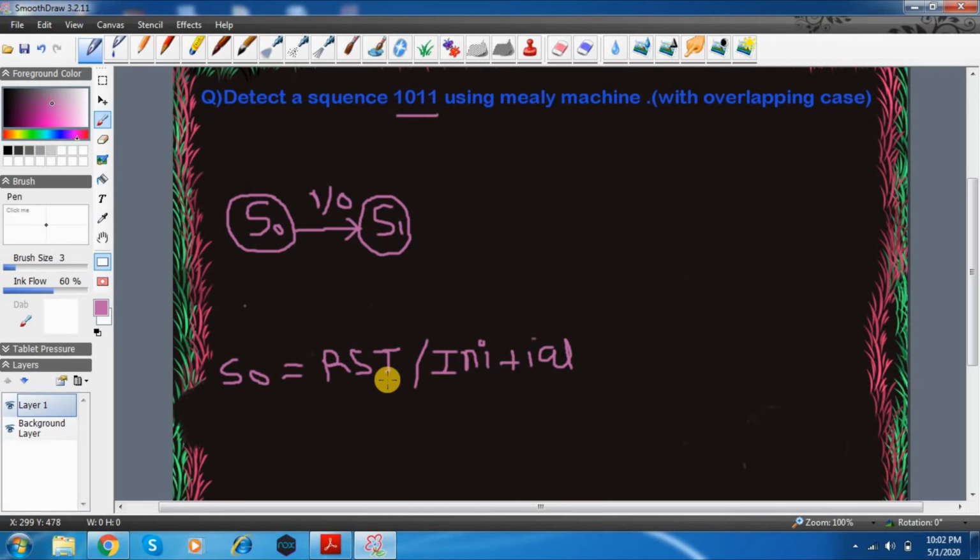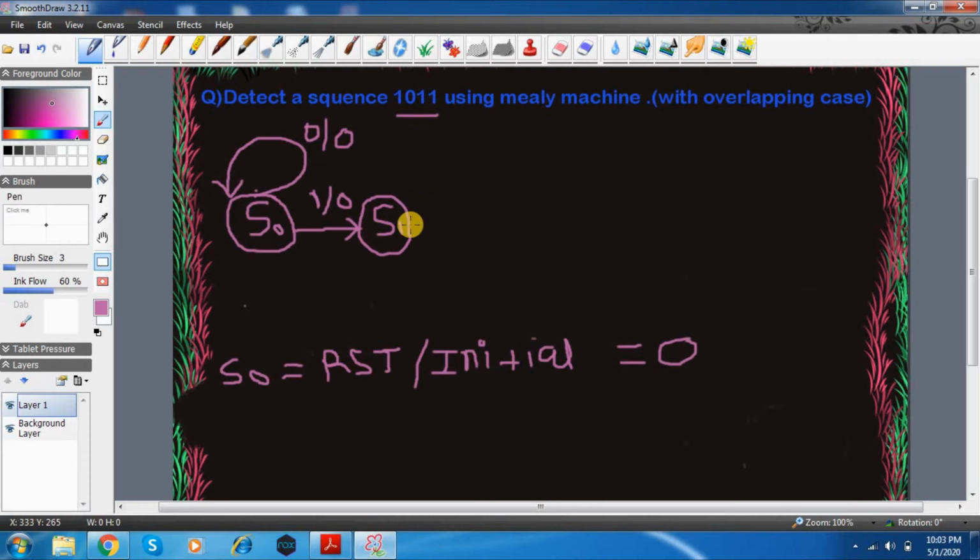This state is always holding the opposite of the first bit. Here the first bit is 1, so it will hold the opposite to the first bit. Opposite of 1 is 0. So when input 0 is detected, it will remain at the same state, that is S0, and output is 0. So we can say that your S0 is holding 0.